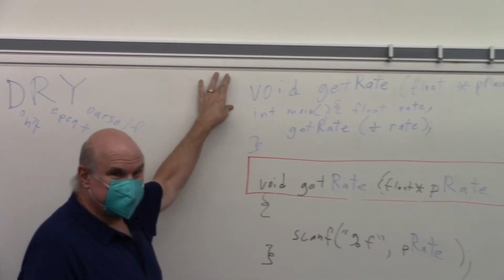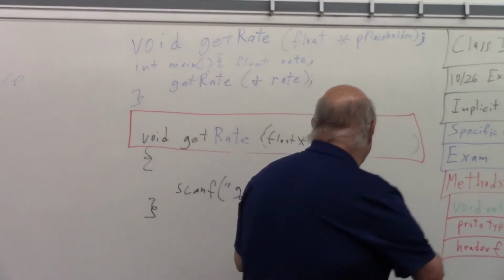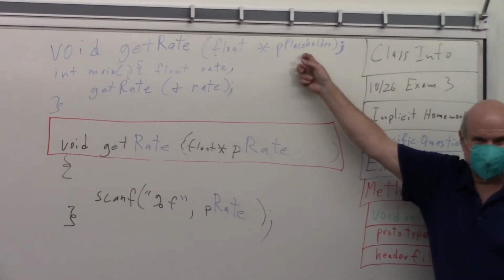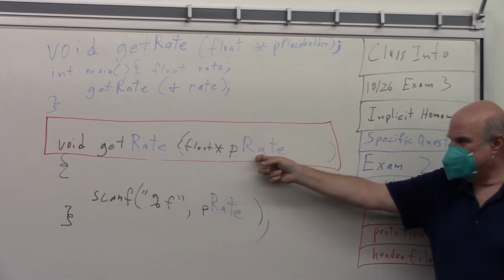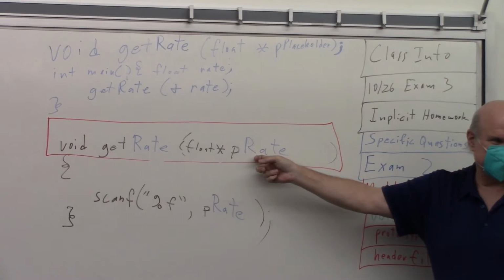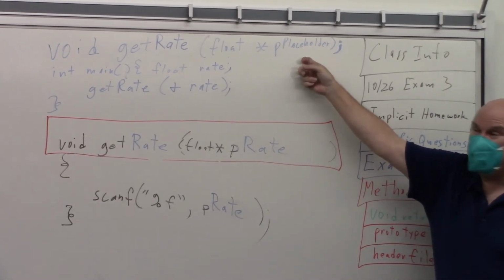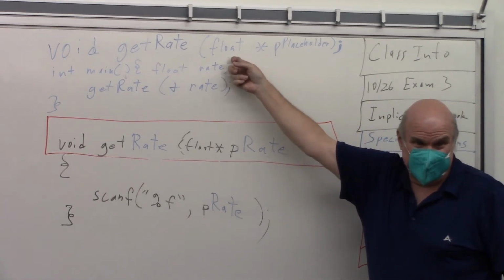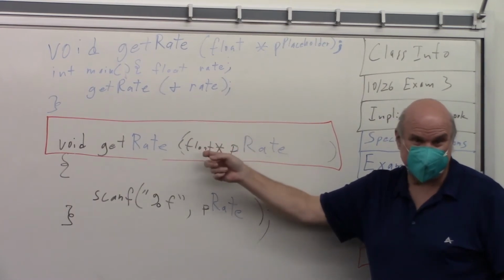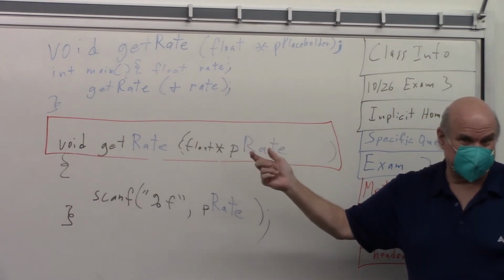Now, one of the things you'll notice about this declaration is that I gave it the name P placeholder up here, but I gave it the name P rate down here. Why does that not matter? I gave you the hint here, it's a placeholder. What matters is the type. It is the float pointer in both cases. It has to be identical in type. The name is just a placeholder, right?